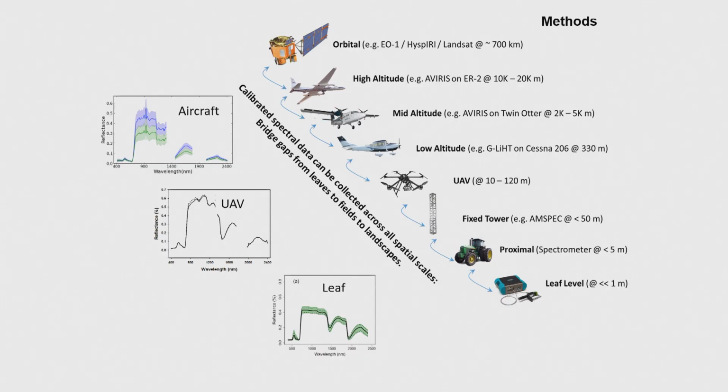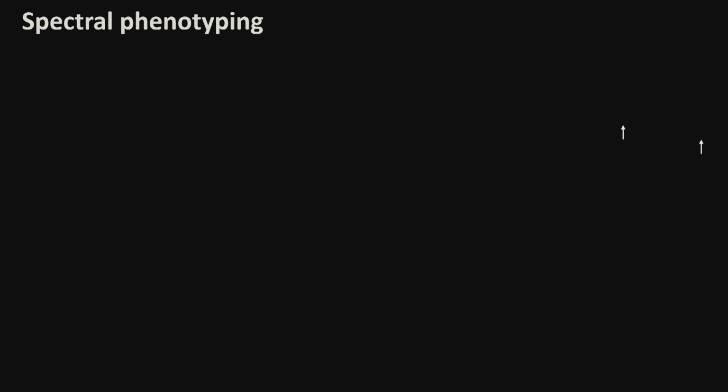So what does that mean? That means that we can start to scale these measurements. If we can collect enough calibrated spectral data, we can start to scale across these different resolutions to bridge gaps, right, in terms of our understanding from leaves to individual plants to landscapes. And that's truly the benefit of spectral data. It's one of the only forms that can scale at this particular level.